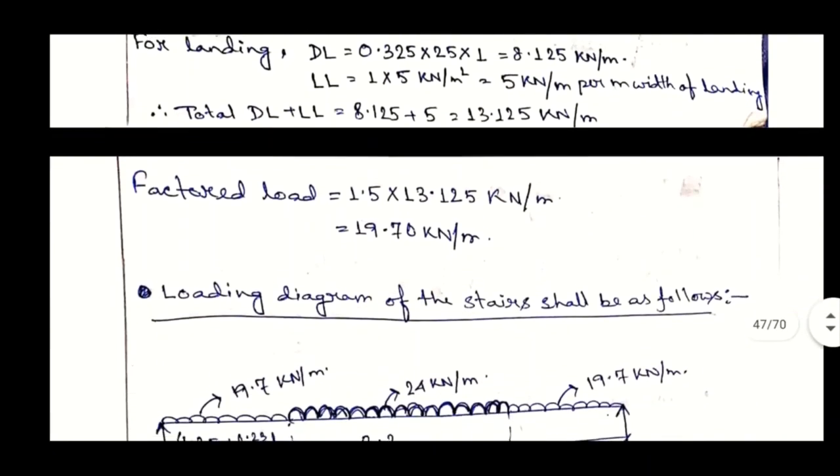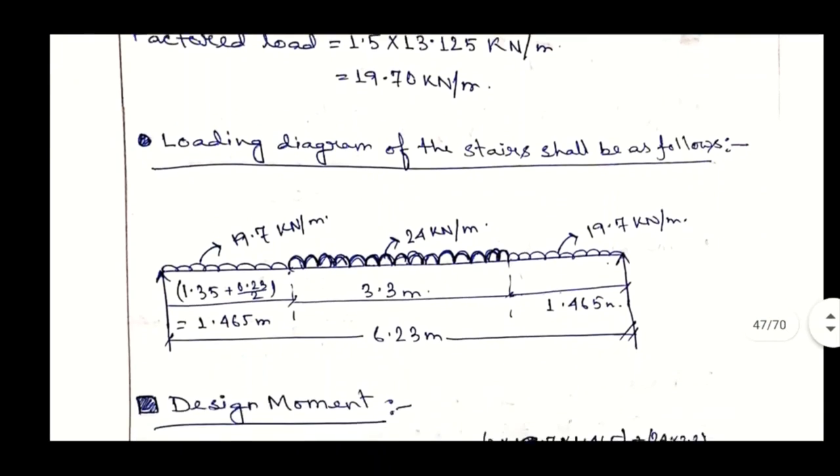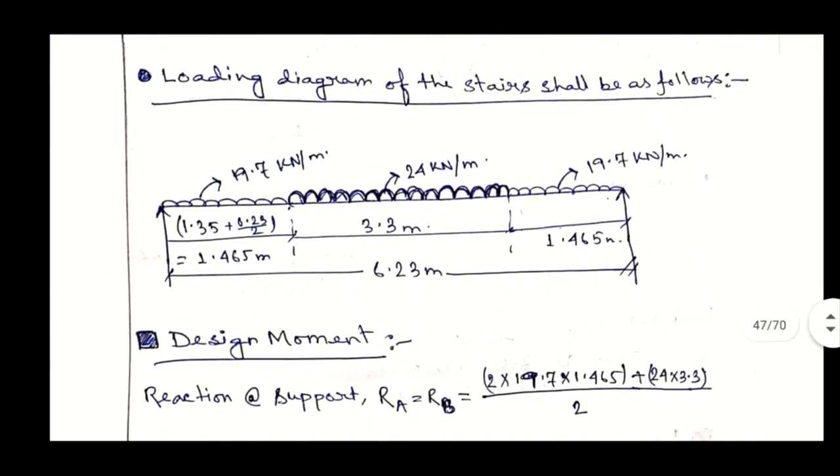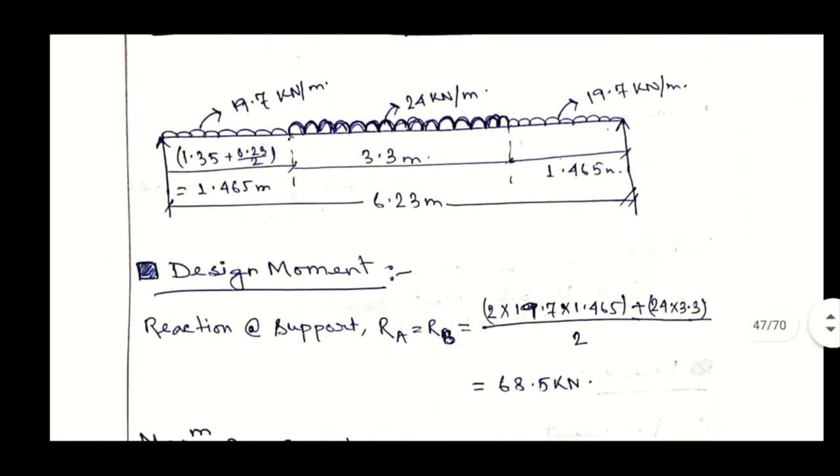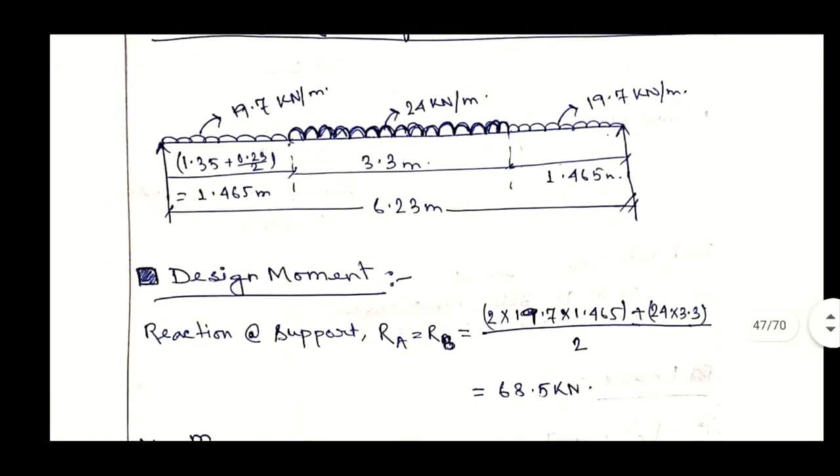Now loading diagram of stairs shall be as follows. As I said earlier, in this waist slab of staircase there is uniformly varying load applied. In the landing portion the load is 19.7 kilonewton per meter, and in the middle portion 24 kilonewton per meter. So now next step is design moment.